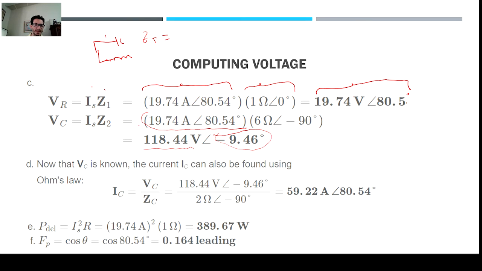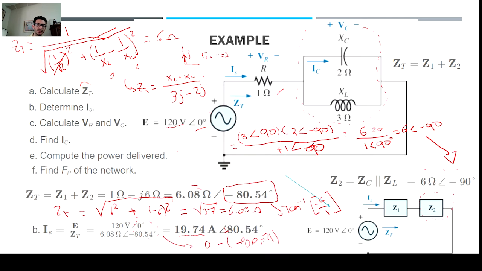Now, what is the current through the capacitor? Since we already know the voltage through the capacitor, we can use Ohm's law again, but this time we have to use the reactance or the impedance of the capacitor. The voltage through the capacitor is the same as the voltage through the inductor because it's a parallel network, and we have the reactance of the capacitor. It was given.